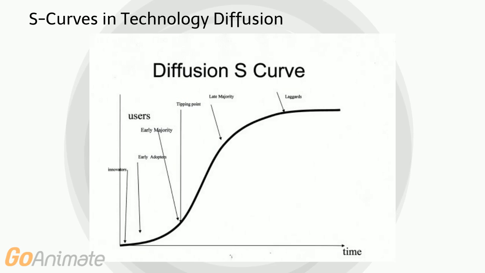S-curves can also be used in technology diffusion. Technology diffusion refers to the spread of technology through a population. It's obtained by plotting the cumulative number of the adopters of the technology against time. The adoption accelerates as the technology becomes better understood and utilized by the mass market. Eventually the market is saturated and so the adoption rate declines.